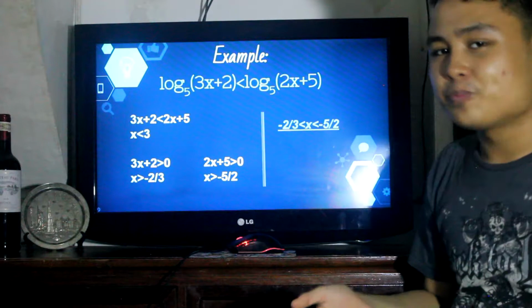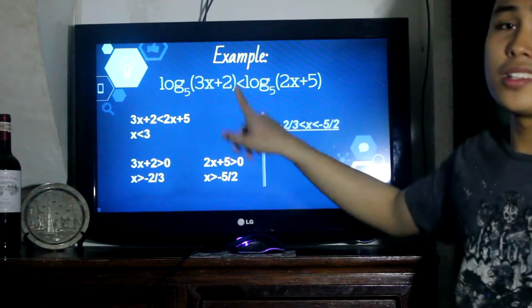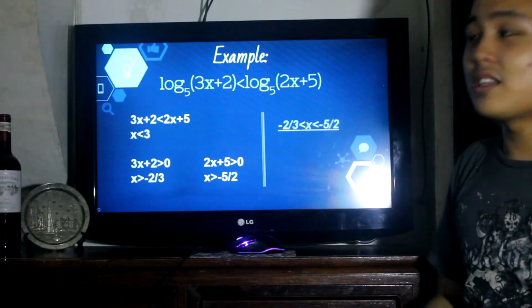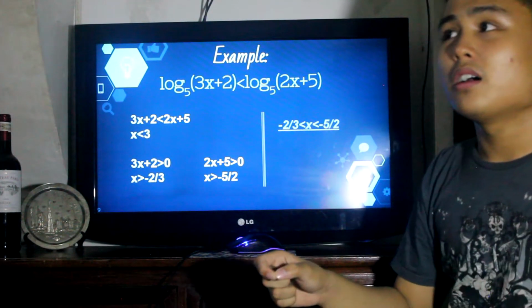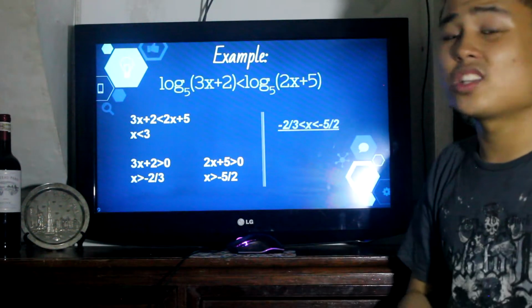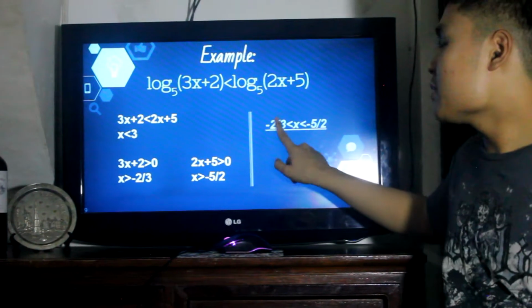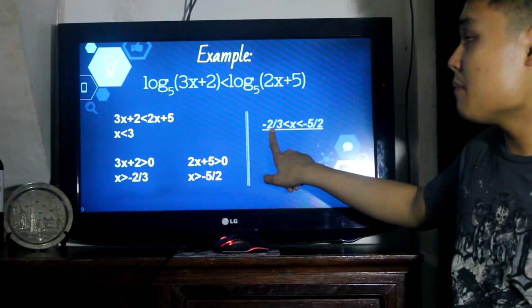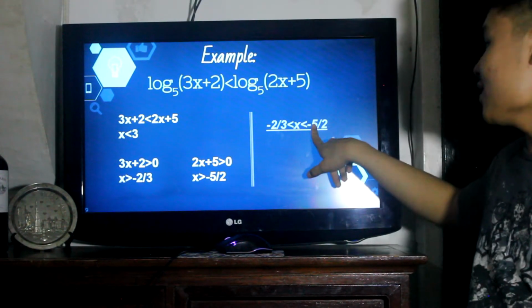O, ulitin ko, yung value na x is dapat kung tatranslate natin to is yung value niya is dapat hindi mas mababa sa negative 0.65 but hindi siya dapat tataas ng negative 2.5. Or in other words, hindi siya mas mababa sa negative 2 over 3 pero hindi siya mas mataas sa negative 5 over 2.